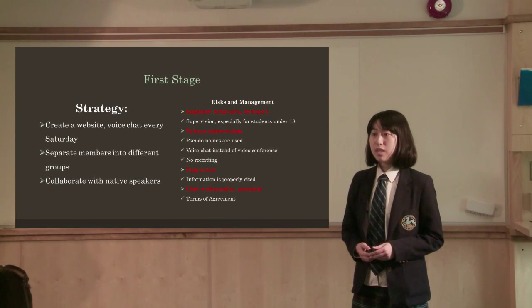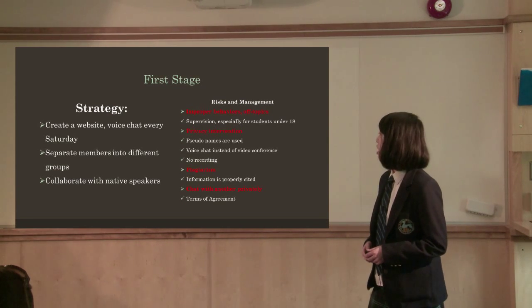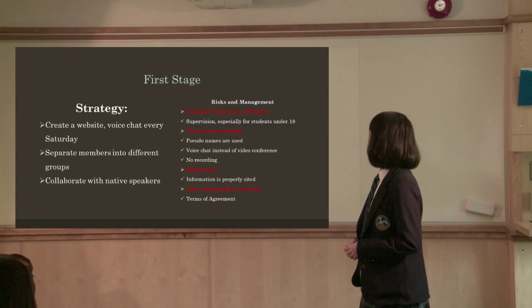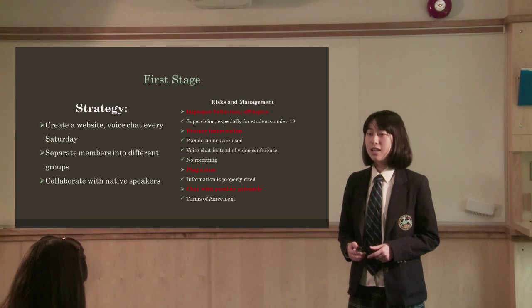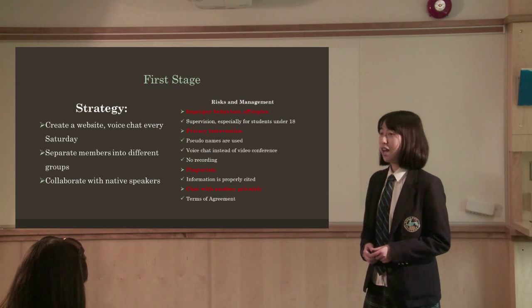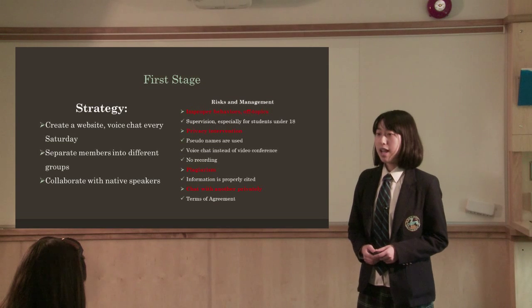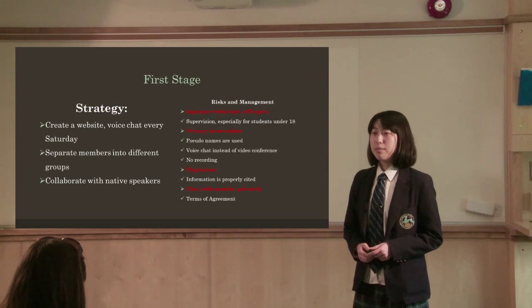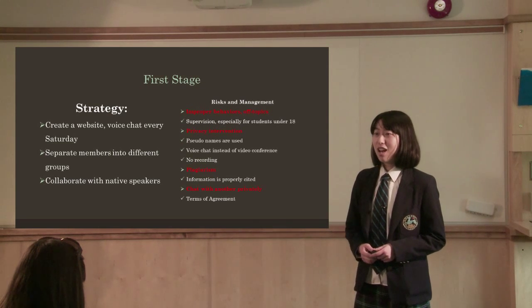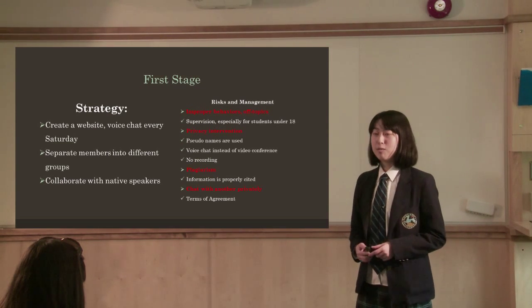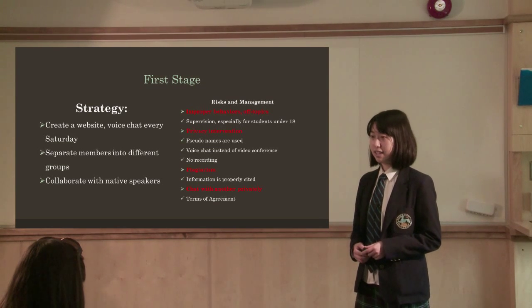Because I have different groups, I'm going to collaborate with native speakers or my friends who are also bilingual in order to help me guide this group chat. Risk may also happen in this stage, although it hasn't happened to me yet, but I just list them out so I can prevent them. The first is improper behaviors. Members in this group may use bad languages online, and they may also stay off topic talking about something that is unrelated to language learning or cultural learning. In that case, supervision is needed.